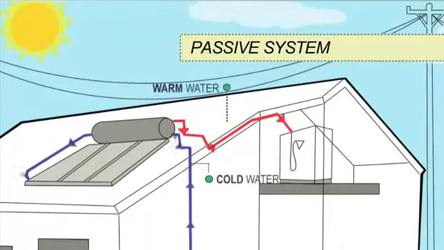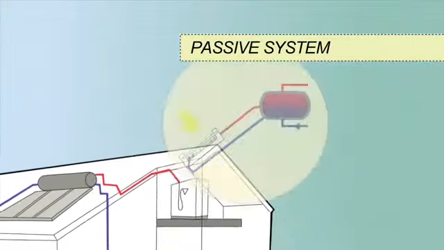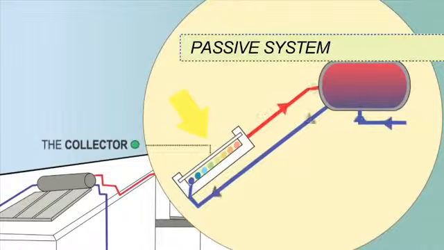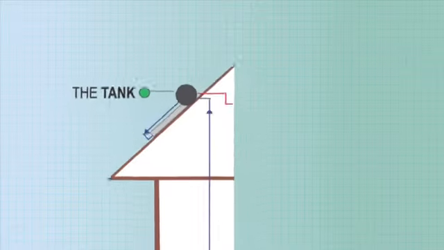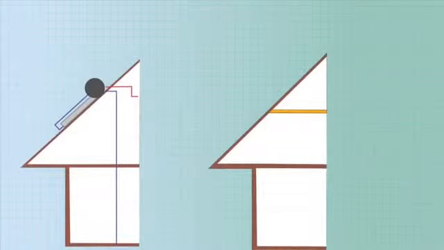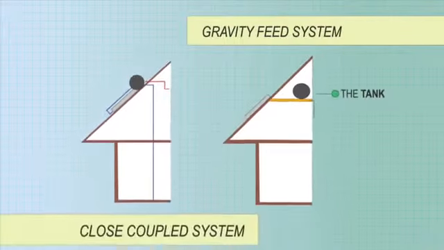systems. The tank sits above the collectors. Colder water sinks into the collectors, whilst warmer water rises unassisted from the collectors into the tank. The tank may sit on the roof with the collector, a close coupled system, or within the roof cavity above the collector, a gravity feed system.